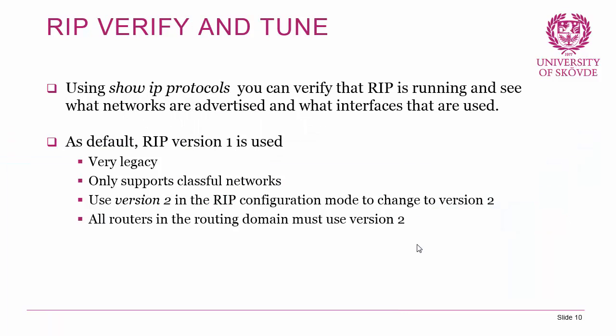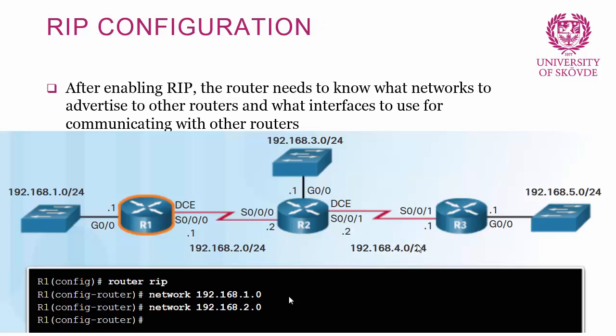So we have to look at some verification and tuning of RIP before we move on. So first off, there is a command that is show ip protocols. And with that, you can verify that RIP is running and see what networks are advertised and what interfaces are being used. Also, you should know that by default, RIP version 1 is used, and that is very legacy. Also, it only supports classful networks, so when you do this network command, it's going to assume that you mean the classful version of that network.